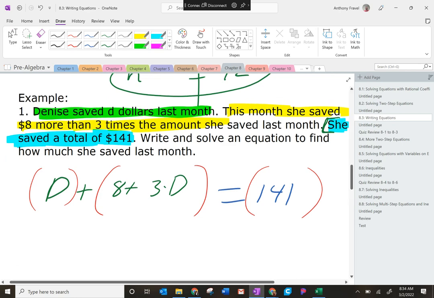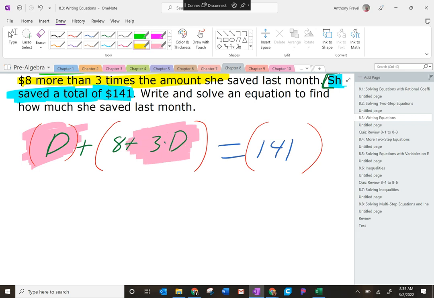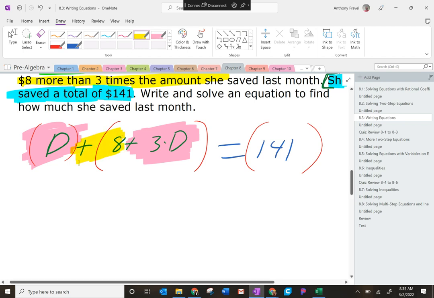All right, I'm gonna work through this step with you. Again, I'm gonna be able to combine the terms that are the same. I'm gonna go way back to two chapters ago where I highlighted the like terms. These ones both have D's. And these ones are both the constants. So I'm going to combine my like terms, my D and my 3D. That's going to turn that into 4D plus 8 equals 141.